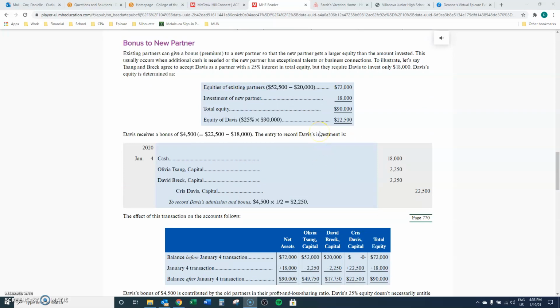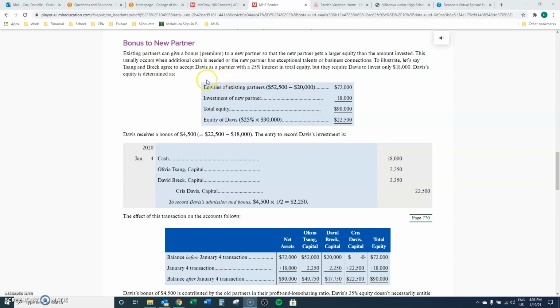There's another thing that sometimes happens where existing partners can give a bonus or premium to a new partner so that the new partner gets a larger equity than the amount invested. This usually occurs when additional cash is needed or the new partner has exceptional talents or business connections. So to entice that person to join their partnership.